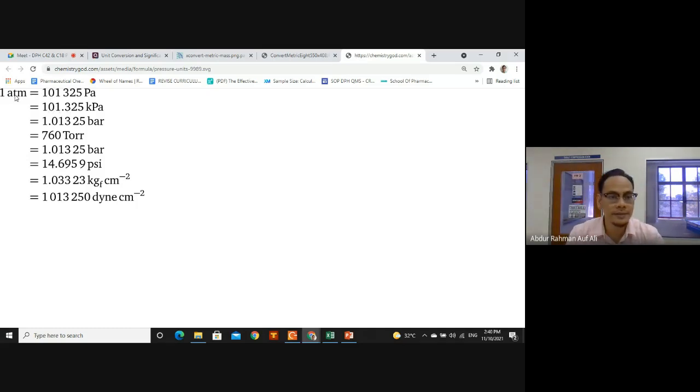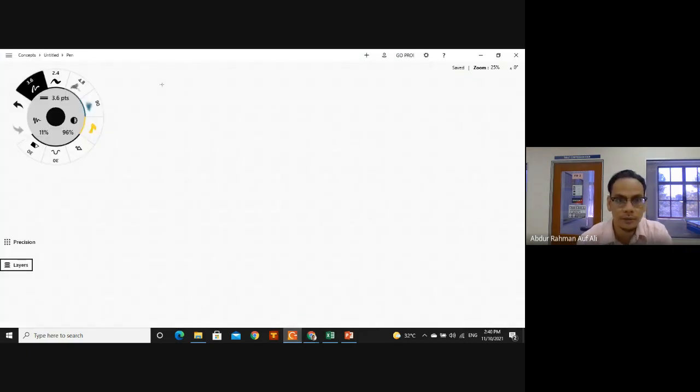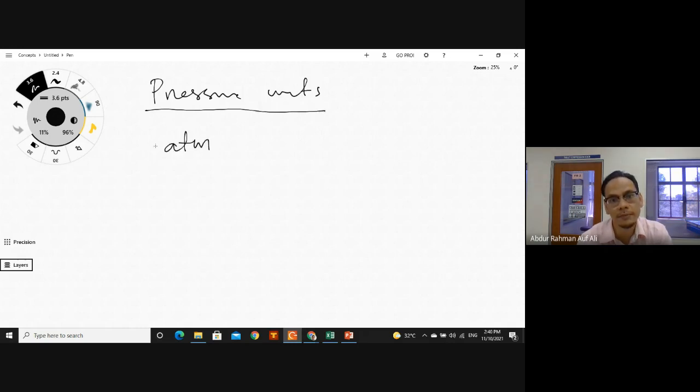Okay, so this is the conversion factor. 1 ATM equals 101.325 kilopascal. Okay, let me write that down. So for pressure units, I want you to understand the conversion factor: 1 ATM equals 101.325 kilopascal.